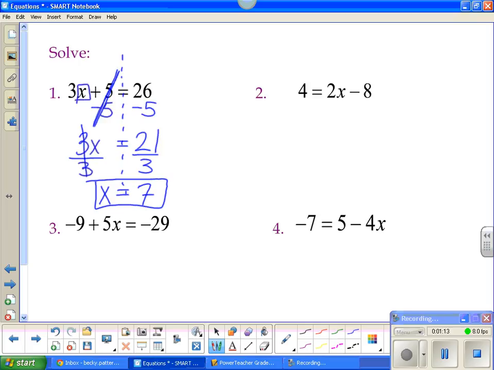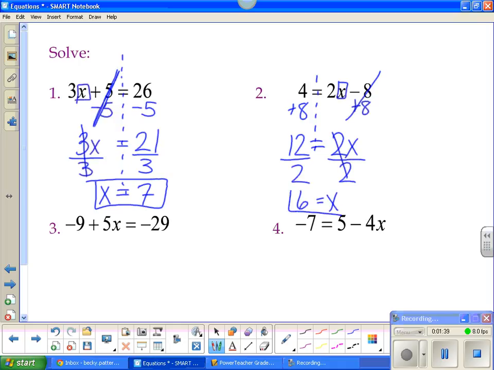On number 2, here is my x. The first thing, here's my wall. The first thing I want to move is that negative 8. So to move that, I'm going to add 8 to both sides of the wall. These 8's cancel. 4 plus 8 is 12. Bring down your equals and your 2x. And to get rid of the 2, because that's multiplication, you are going to divide. 2's cancel. X equals 6.